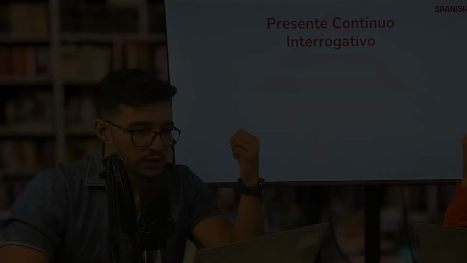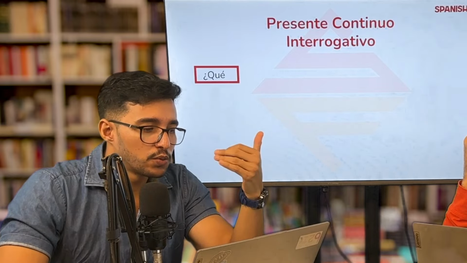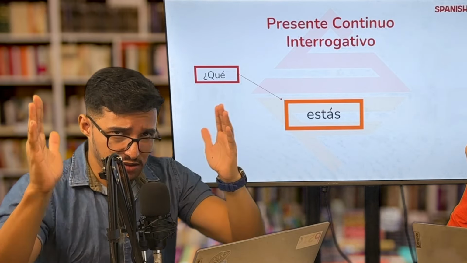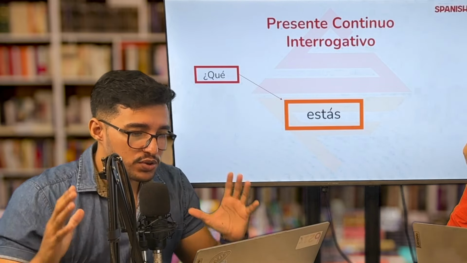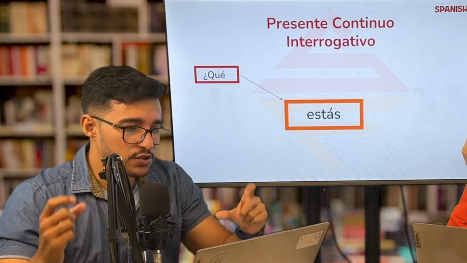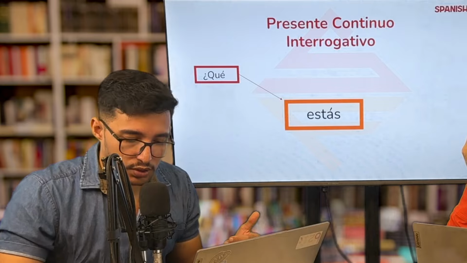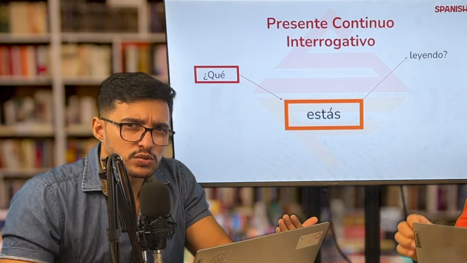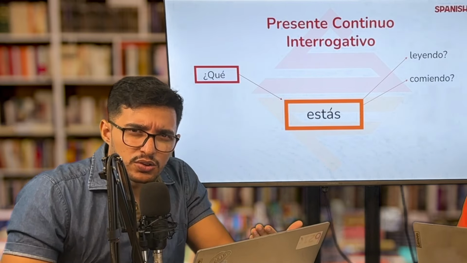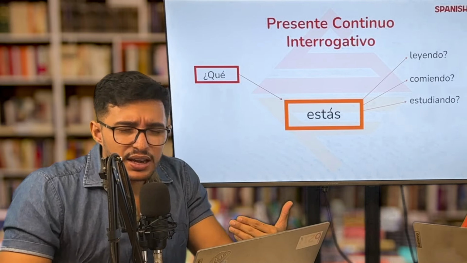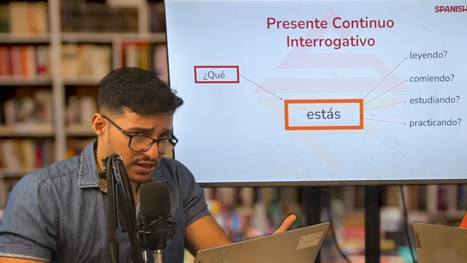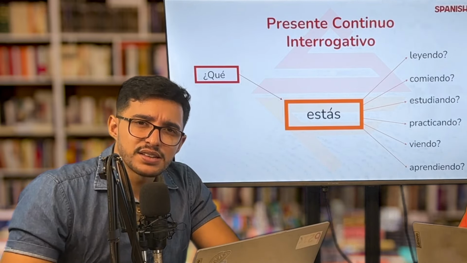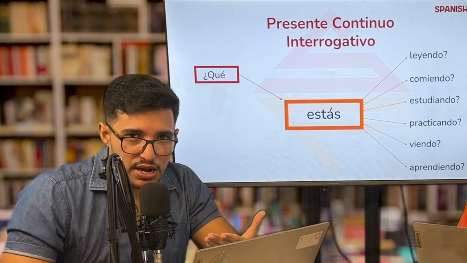Let me show you. You can use the question word, what, ¿qué? And then estás is always going to be there when you're asking someone like you. It's always going to be estás. We don't remove this one. ¿Qué estás? What are you? And then the ing word. ¿Qué estás leyendo? What are you reading? ¿Qué estás comiendo? What are you eating? ¿Qué estás estudiando? ¿Qué estás practicando? ¿Qué estás viendo? Which is seeing. ¿Qué estás aprendiendo? What are you learning? So you can reply that now.